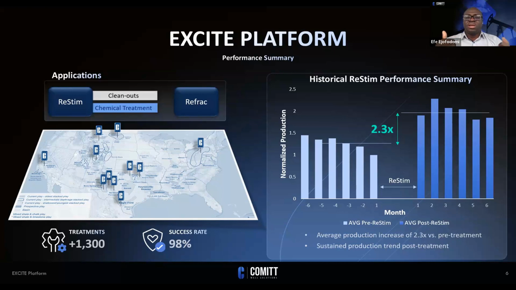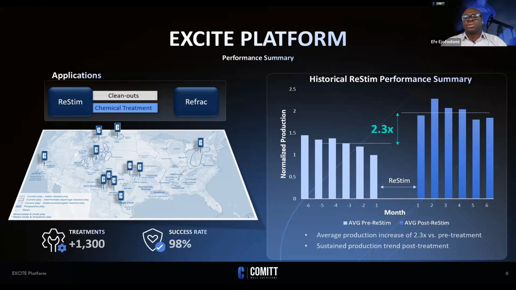The first is the ability to deploy or deliver that optimized treatment recipe downhole without any operational incident. And second is observing a positive production uplift post-treatment. So both conditions have to be present for us to classify that as a success.